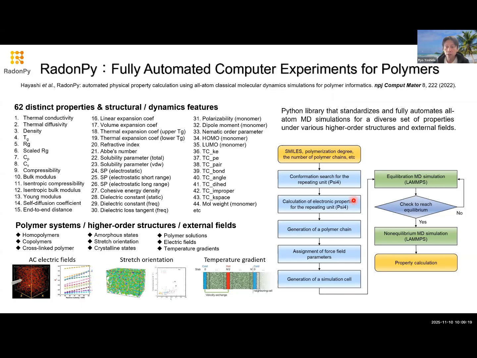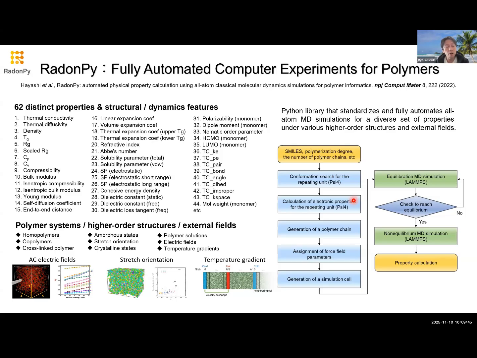And we create a simulation cell. Then we proceed with equilibrium and non-equilibrium MD simulation. And finally, physical properties are calculated from the given MD trajectory. So such a multi-step workflow is fully automated within RadonPy.